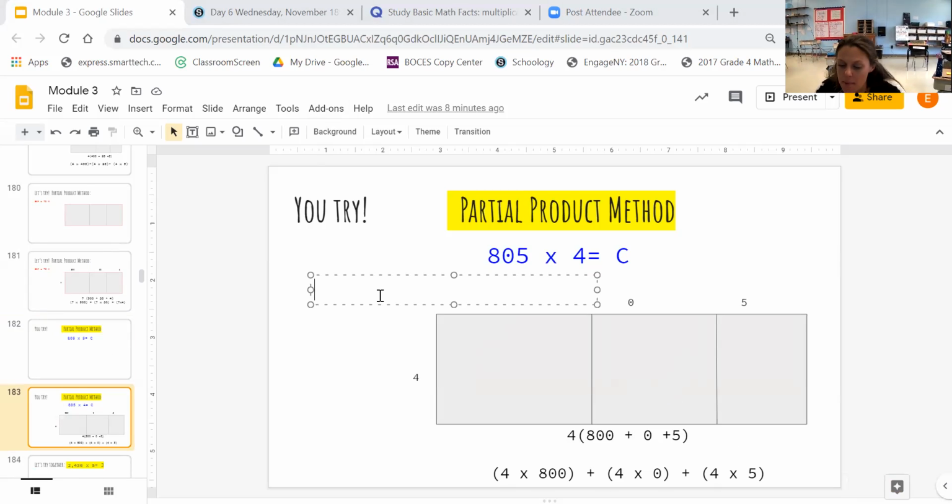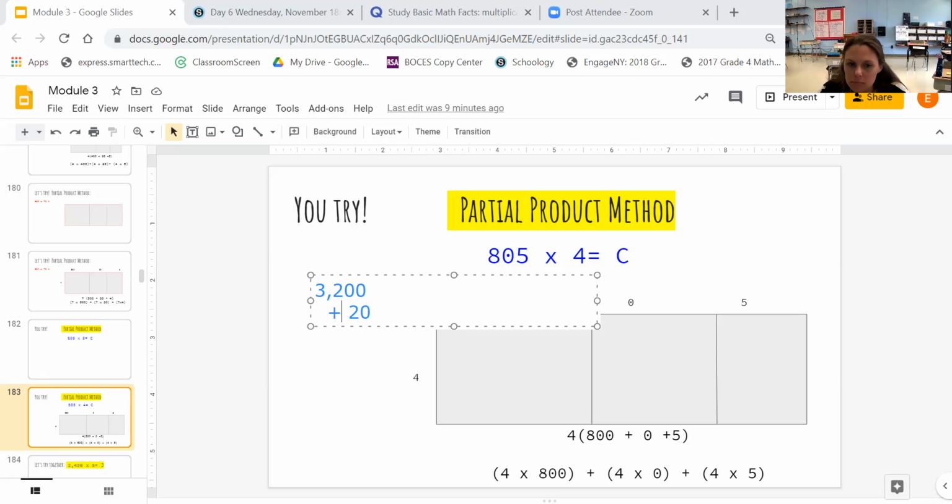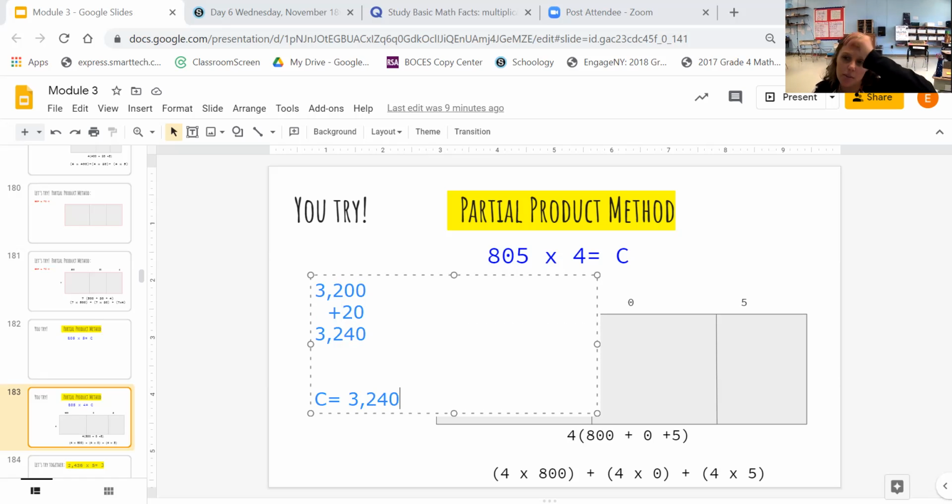So when we add these all up, we have 3,200 plus 0. Because it's 0, I'm not even going to write it, because 0 is the same as nothing. And then I'm going to add my 20. So when I add these up, I should get a value of 3,240 for C. C equals 3,240. Okay. Hopefully you're noticing how we're just breaking apart the place value, and each place value gets multiplied by that other product. I lied. The other factor.